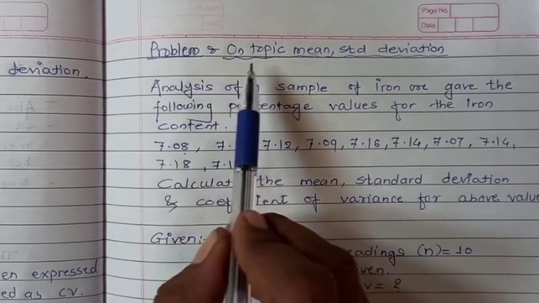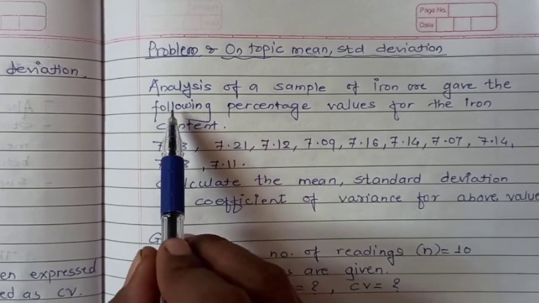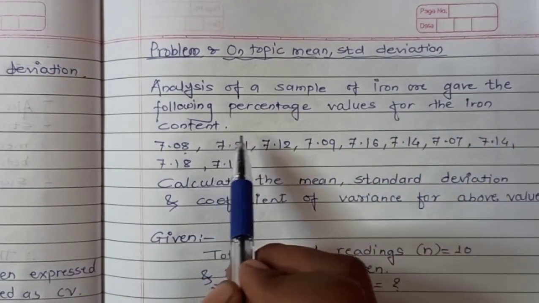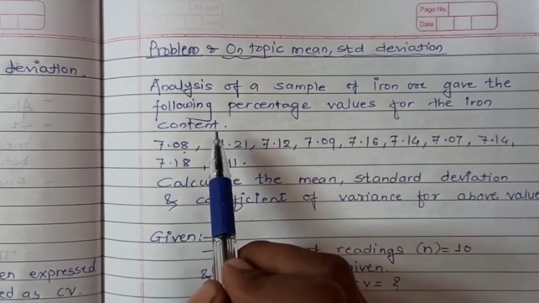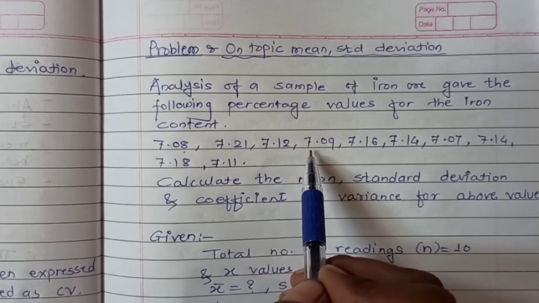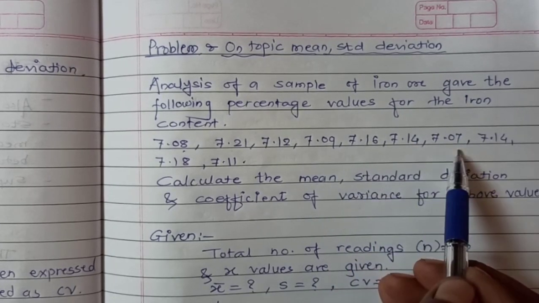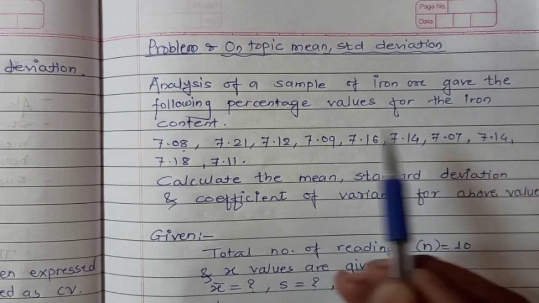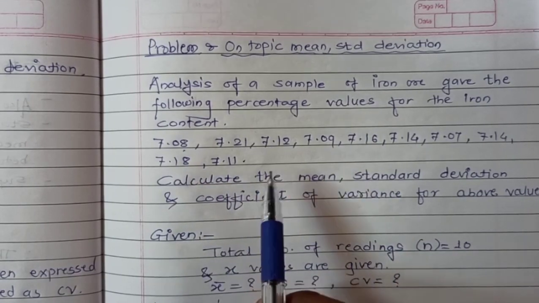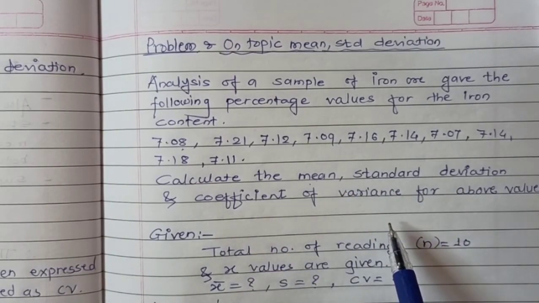Now the problem on the topic standard deviation, mean, variance and so on. Here is the problem. Analysis of a sample of iron ore gave the following percentage values for the iron content: 7.08, 7.21, 7.12, 7.09, 7.16, 7.14, 7.07, 7.14, 7.18 and 7.11. From these values we have to calculate mean, standard deviation and coefficient of variance.